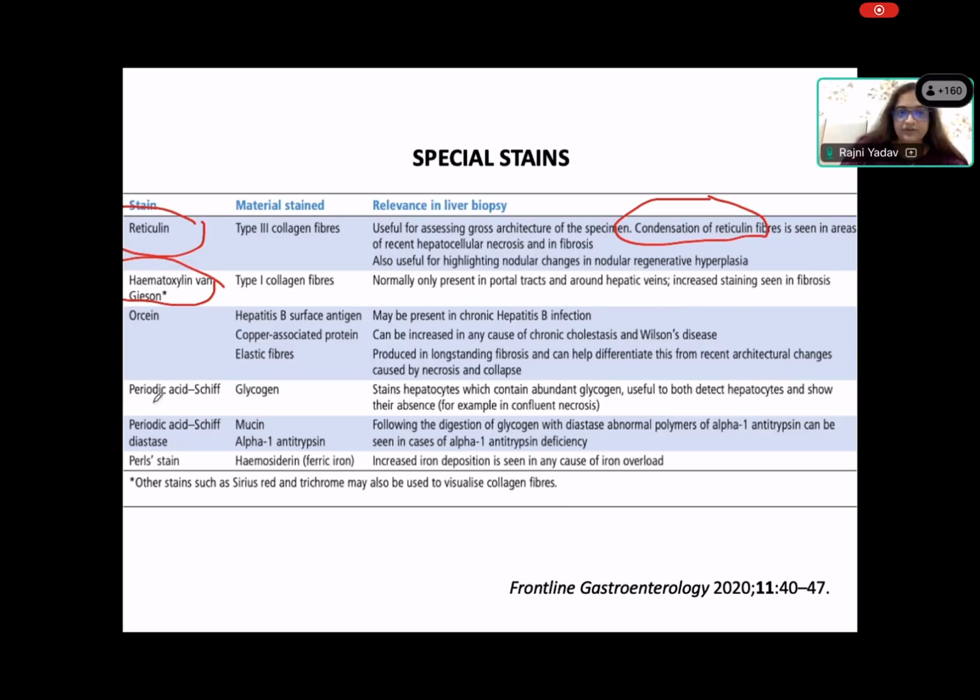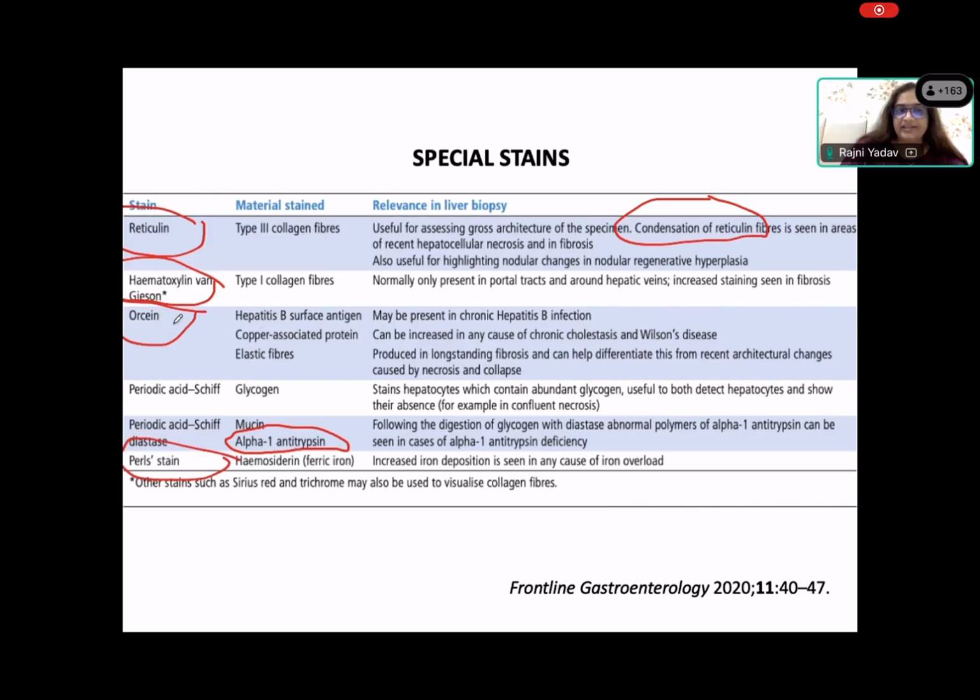Then PAS, I told you, so PAS and PAS with diastase can be used. PAS will stain the glycogen, but PAS positive diastase resistant material is important to identify. So in alpha-1 antitrypsin deficiency, you see inclusions which are PAS positive and diastase resistant. So that's why you want PAS with diastase in the liver biopsies. Then if you have some hemosiderin deposition, you can do a Perls Prussian blue stain. Then for the copper, you may do a rhodanine stain. Also, an orcein stain can be done for the copper-associated protein. So this is important for copper disorders and the cholestatic diseases.